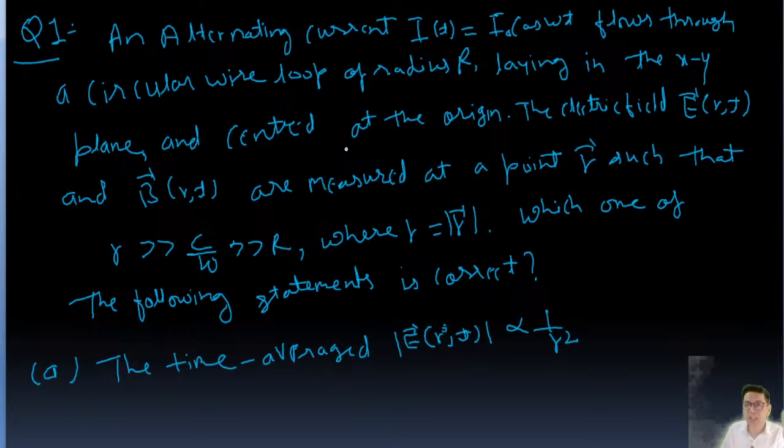And the electric field E, which is a function of r and t, and magnetic field B, which is a function of r and t, are measured at a point r, such that r is greater than c by omega, and c by omega is greater than R, where r is equal to mod r vector. Which of the following statements is correct? That's what we need to find out. Okay, very simple question.